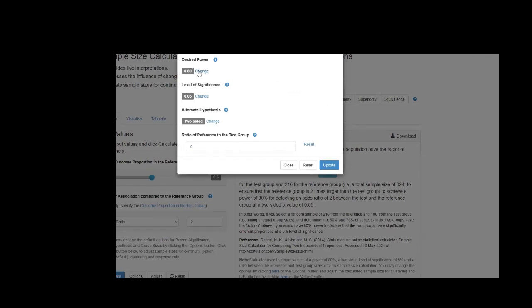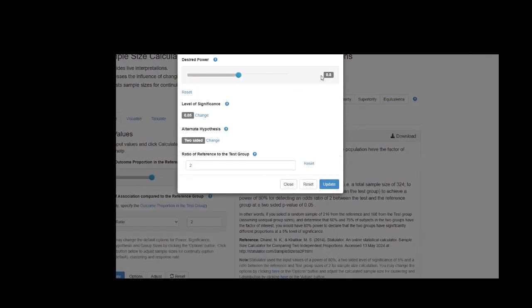And also, you can increase the power from 80% to 90% by clicking this. So your sample size will increase. When you increase the power, your sample size will increase. So you can find different combinations for finding the exact sample size using the odds ratio and the relative risk.